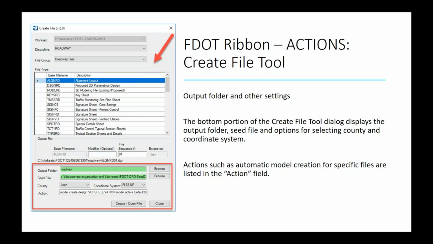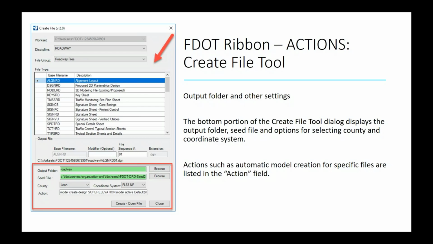Before creating the file, you need to set the geographic coordinate system. To do this, simply select the county which your project is in. The coordinate system automatically populates based on the selected county. So you don't have to pick the county and the coordinate system. It'll go ahead and select that for you.